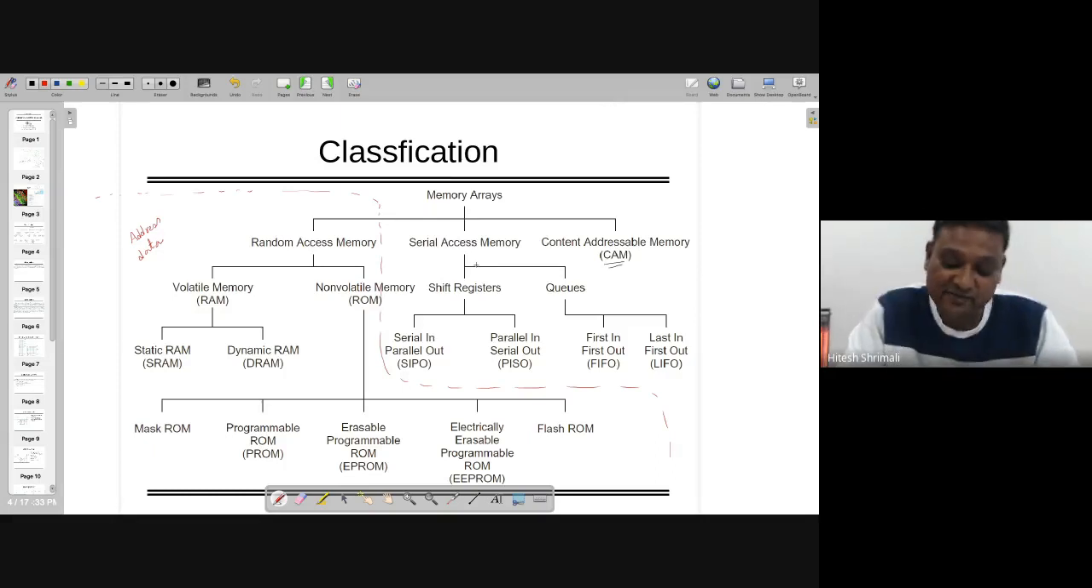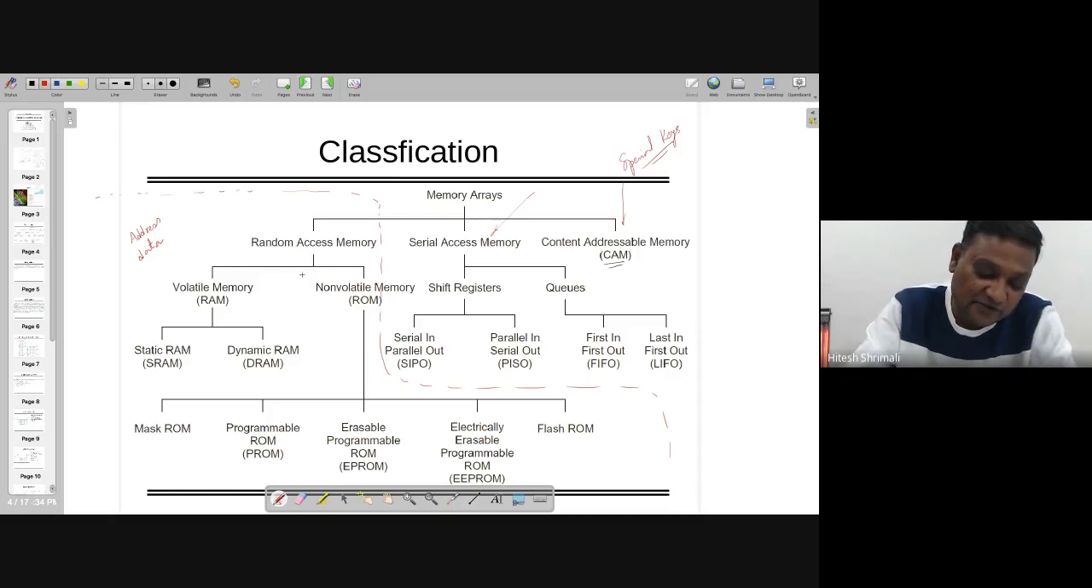However, serial access memory is accessing the memory, reading, writing, whatever it's doing, sequentially. So it does not require any kind of address, right? It's all about data. However, CAM is the content accessible memory, which goes with some special keys. It matches the keys. If it is there, it's going to find whatever data is required. So it's all about these memory arrays, where one is RAM, which is address and data based.